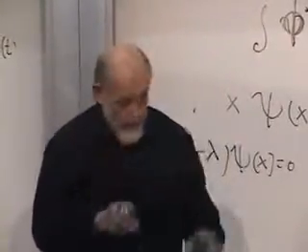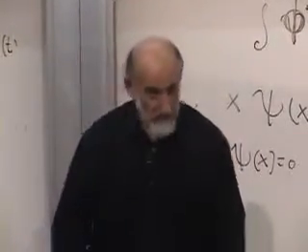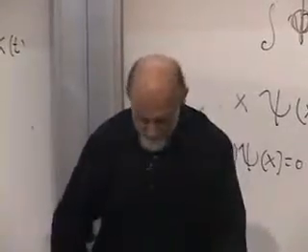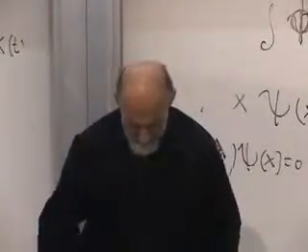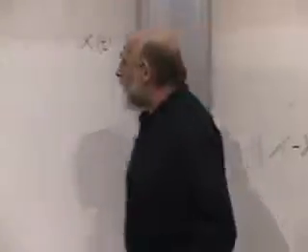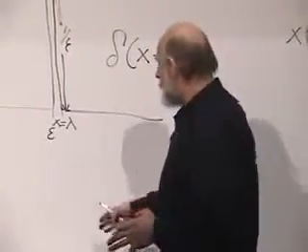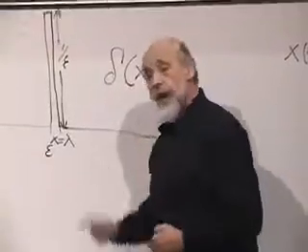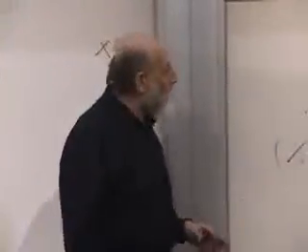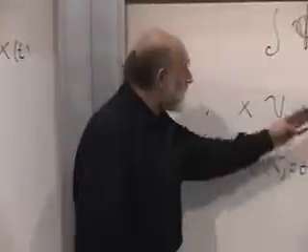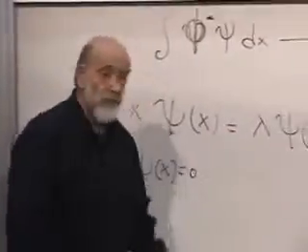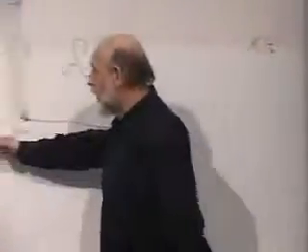Normalized, we'll worry about another day. They're not of unit norm. Okay. This is an example of an orthogonal family of functions which are the eigenvectors of the operator x, one eigenvector for each value of lambda, for each possible position along the x-axis.